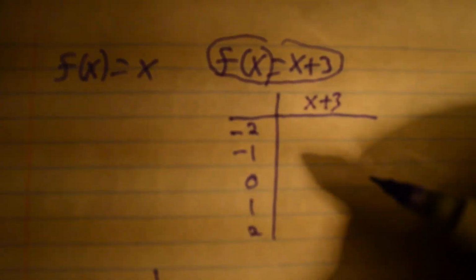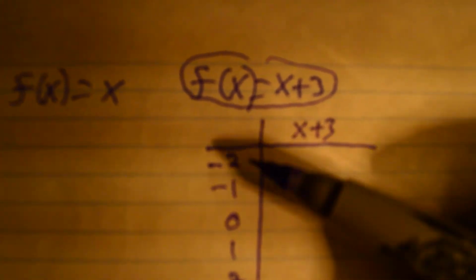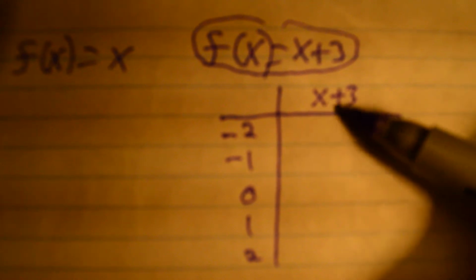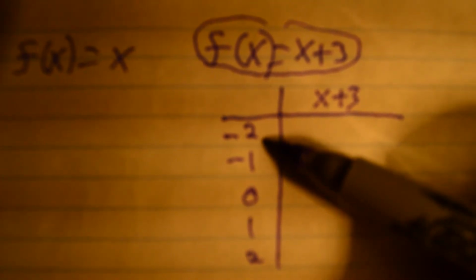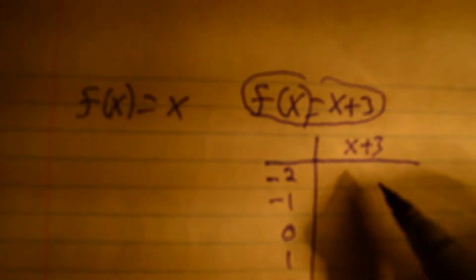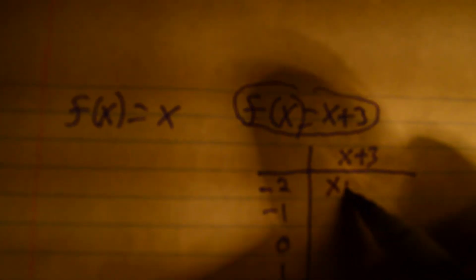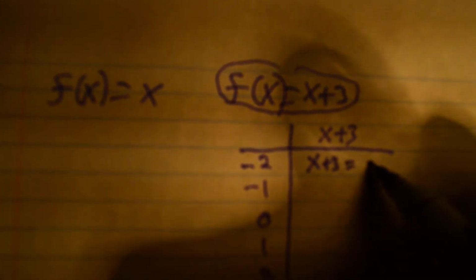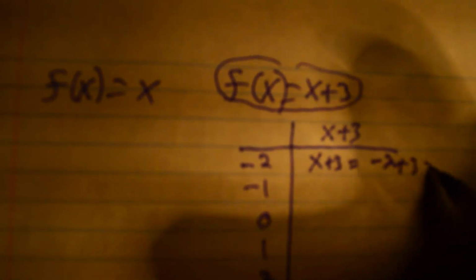So now what you do is basically what it's saying is these numbers right here, for every single one, you're going to plug it in for x. So for example, for -2, you're going to change the x for -2. So you bring it down, x plus 3, and now you're going to plug in -2 for the x, okay? So then you have -2 plus 3, and that gives you 1.